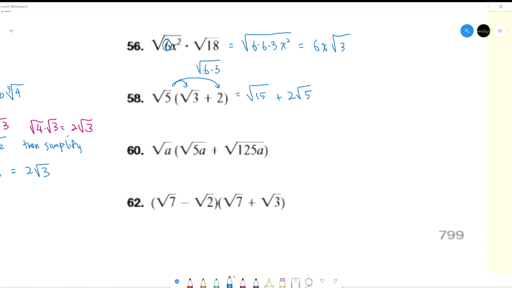All right, and then the last one, number 60. The a's cancel out, and the a's cancel out. But I see this radical 125a, so I'm going to work on that right now. That's 25 times 5a, so that's 5 radical 5a. Now I'm going to do the distributive property with this 5 radical 5a.